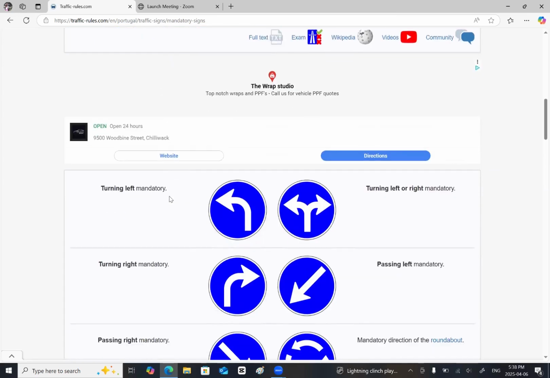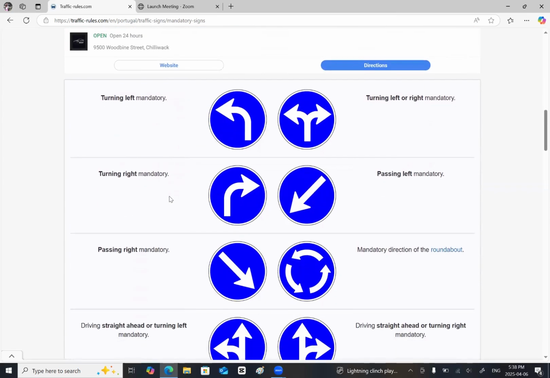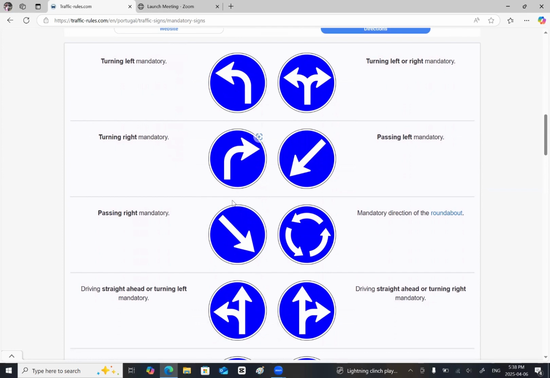Okay, let's begin. You see here, the arrow is going to the left. That means turning left mandatory. With the arrow, one is going left, another is going right: turning left or right mandatory. The third one, the arrow is going to the right: turning right mandatory.